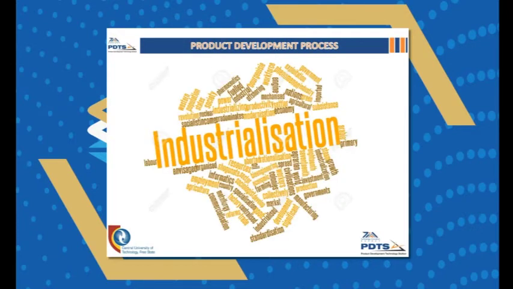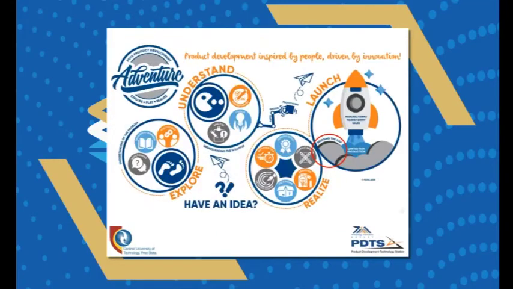Thank you, colleagues. Now we get to the part where we talk about industrialization. So where are we in the product development process? We have explored the problem and we think we understand it. We have looked for solutions with the understanding of the problem, and we have started to realize our solution. The last step is to launch our product onto the market. But you will see on the slide, we first have to bridge the gap.